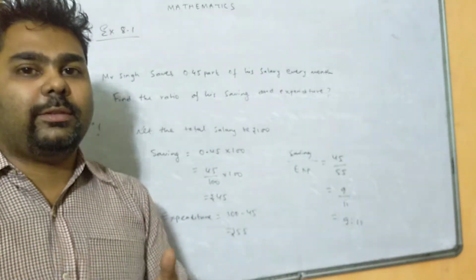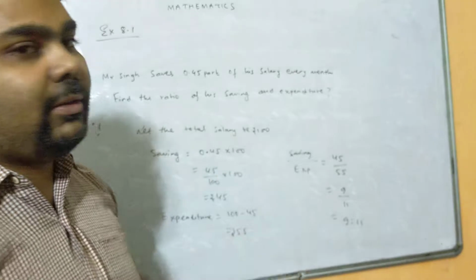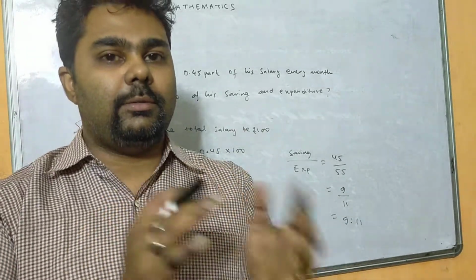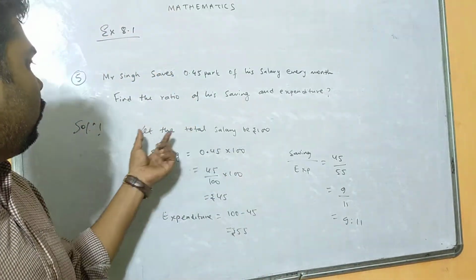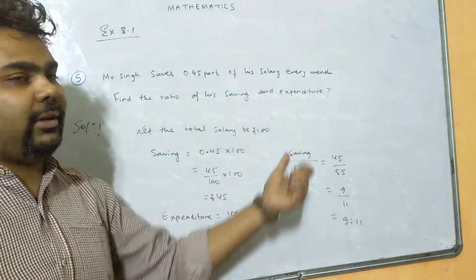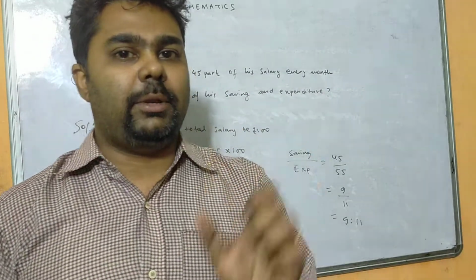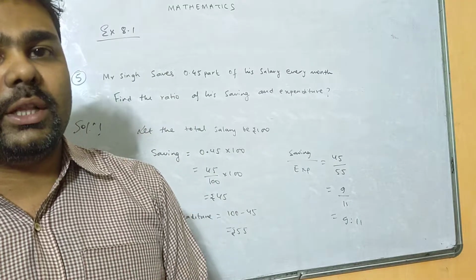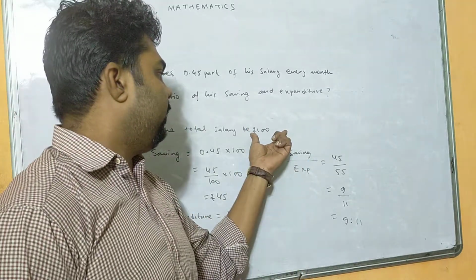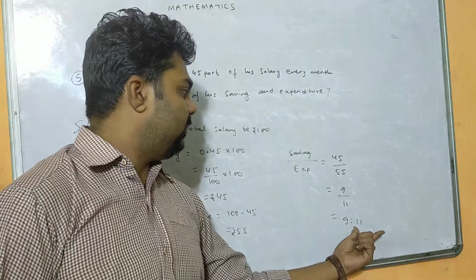Expenditure means how much he has spent, okay, and saving means how much after spending, how much left in his bank, right? So we'll consider, let the total salary be rupees 100. Okay, actually it is not 100, just I am taking one assumption, in order to get the ratio. So whatever values we will take here, it will not affect this last answer.